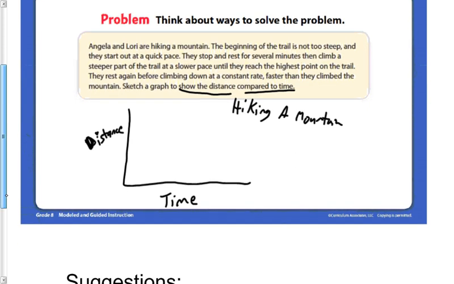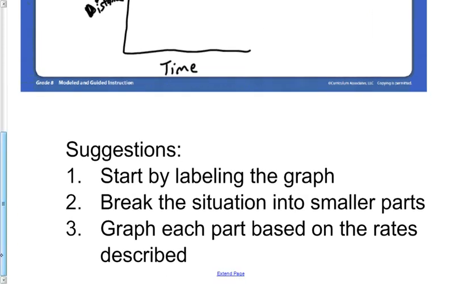So a couple of tips that had to do with our success criteria. I would start by labeling the graph like we just did. It helps you understand what you're comparing and how you can make the graph based on that. A lot of times, this is a tip for you, time is almost always on the bottom because time goes on chronologically and something else is changing. Two, break the situation into smaller parts and then graph each part based on the rates described.